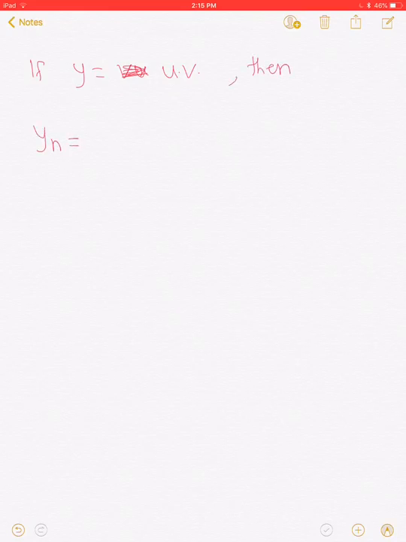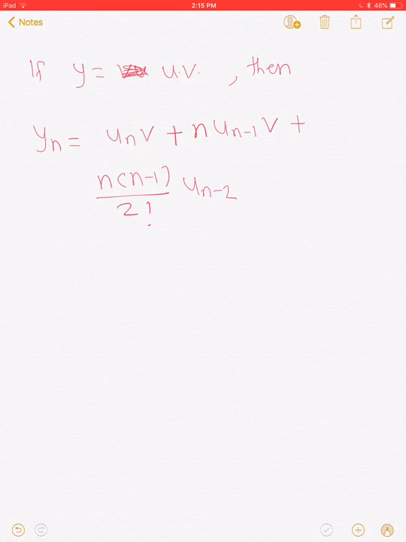nth order derivative of function y, that is yn, is nothing but nth derivative of function u into v function as it is, plus n into n minus 1th derivative of u into v, plus n into n minus 1 by 2 factorial into n minus 2th derivative of function u into second derivative of function v, and so on. So the last term we will get is u into nth derivative of function v.